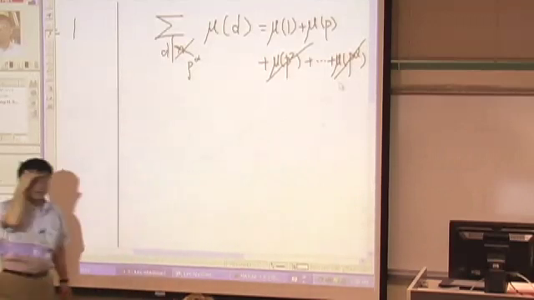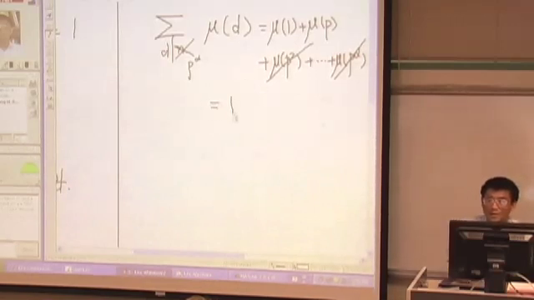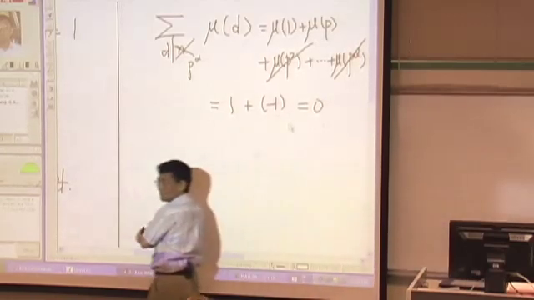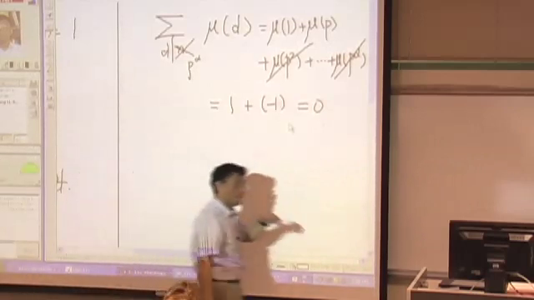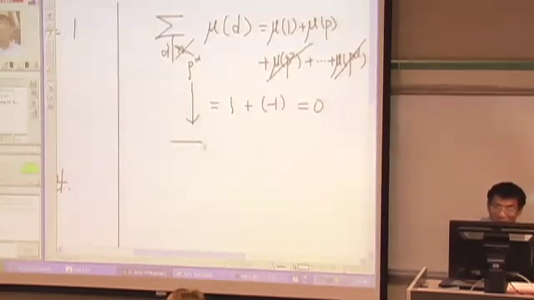So all of these are gone. Then what is the first number? 1. What is the second number? -1. 0. This is it. So it is 0. In other words, because of this reason, now we can generalize.